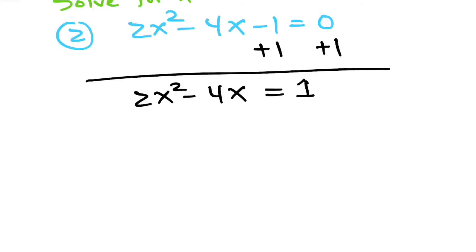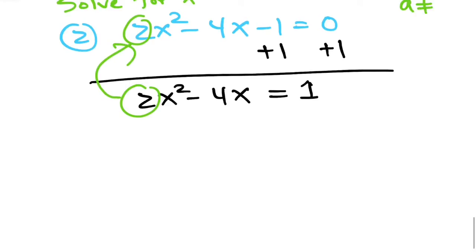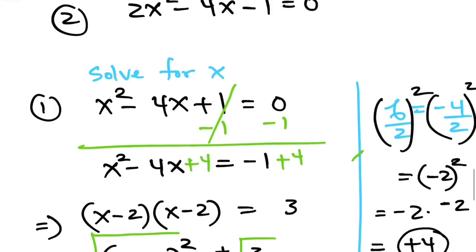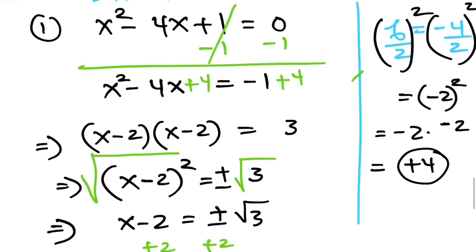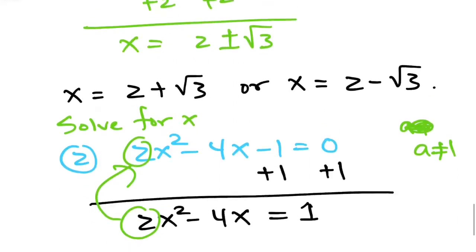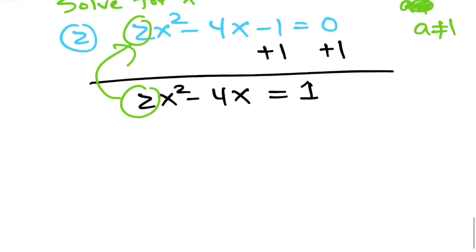I hope you noticed that in this problem our a value, which is equal to 2, is not equal to 1. Now a value must be equal to 1 if we want to apply this method. All right, so let's take a look at example number 1 that I just showed you. In this case our a value was equal to 1. Okay, so this is fine, but in example 2 our a value is not equal to 1.